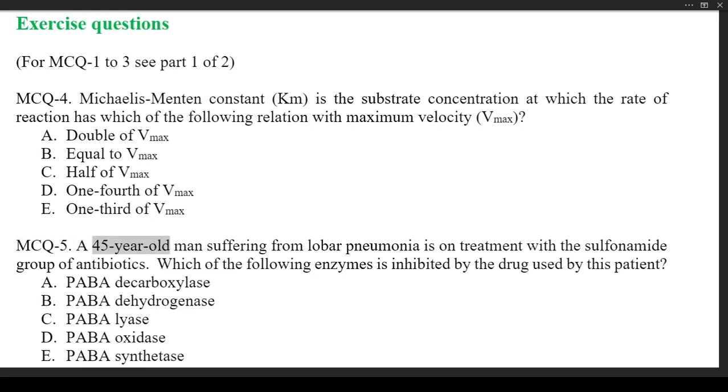MCQ 5. A 45-year-old man suffering from lobar pneumonia is on treatment with the sulfonamide group of antibiotics. Which of the following enzymes is inhibited by the drug used by this patient? PABA decarboxylase, PABA dehydrogenase, PABA lyase, PABA oxidase, PABA synthetase.